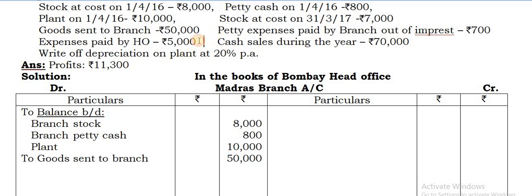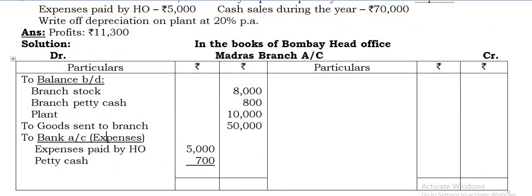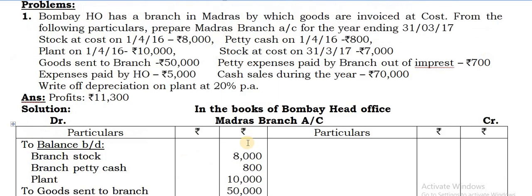Then these 2 items, that is petty expenses as well as the expenses paid by the head office, so that you take up as to bank. Under that you write separately the expenses paid by the head office as well as petty cash. So these 2 you can take to the out column, 5,700. Okay. Next, what is there?